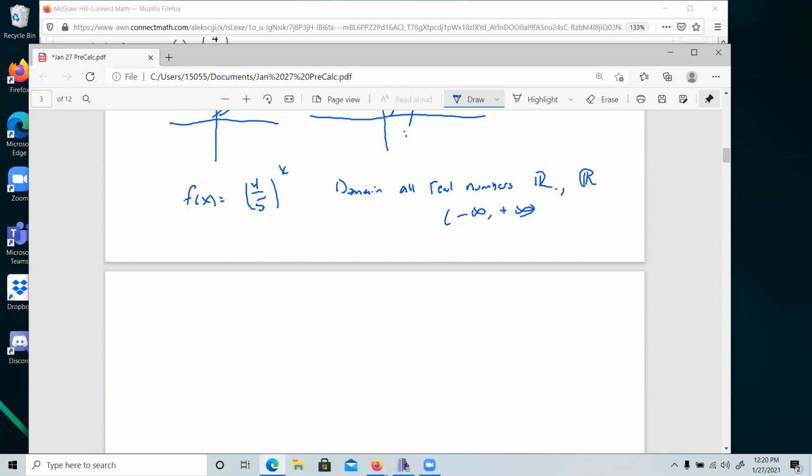All right, the range, any numbers that are smaller than 0? No. So the range is just going to be y is greater than 0. The way we have to write that in interval notation is we never quite get to 0, and then we go up to positive infinity. Okay, so that's our domain and range here.